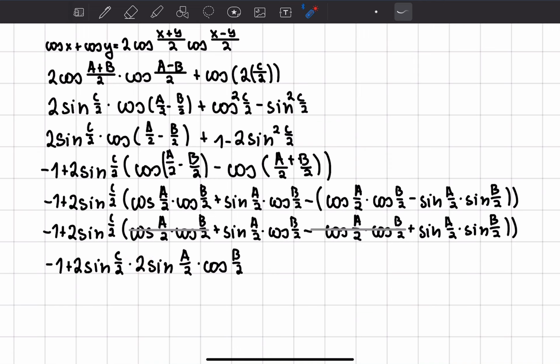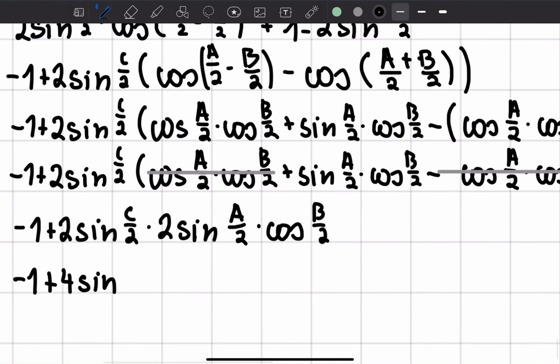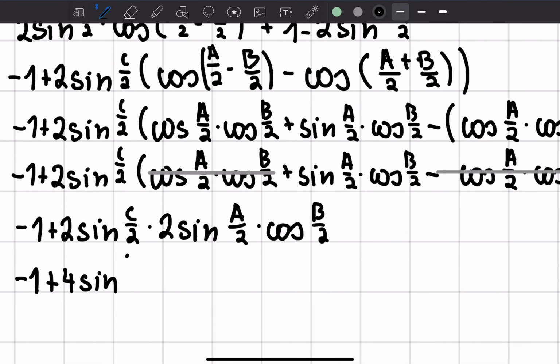And now when you look at this, it's ready. It's already the result. You just have to write it in a slightly different manner, but I believe we are already finished. And I think it's in alphabetical order, right? A divided by 2. B divided by 2. And sine of C divided by 2.